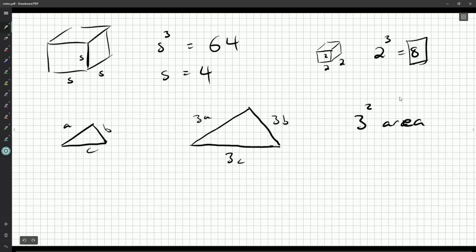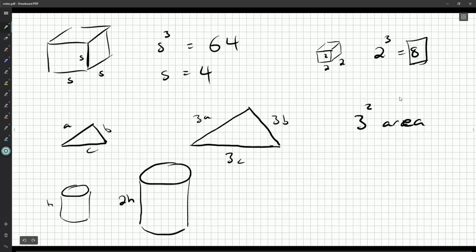And the same thing works with a volume. If I imagine, say, a small cylinder, and I blow it up by doubling all of its dimensions, every single dimension. So the height, what once was h is now 2h. The radius, what once was r, is now 2r. So this cylinder has been doubled in its length, its width, and its depth. How does the volume change? You'll get 2 times the volume, but not just 2, it'll be 2 cubed, because we're dealing with a 3-dimensional solid that has been scaled.